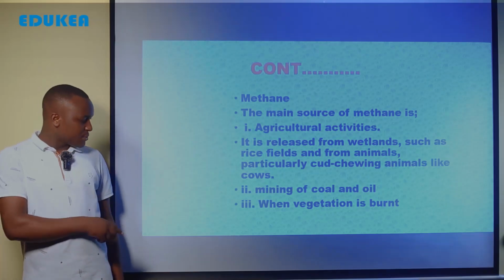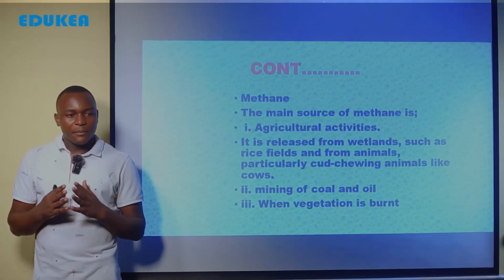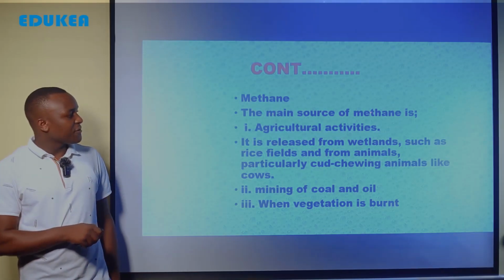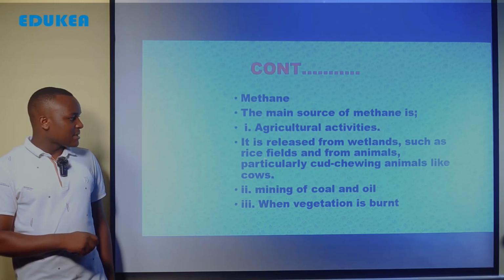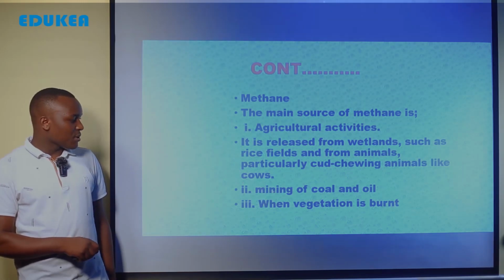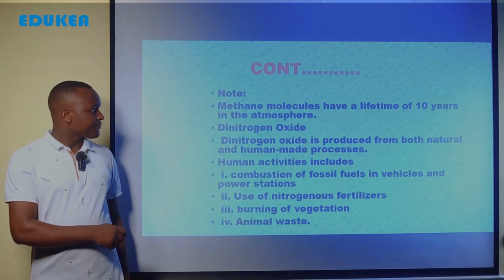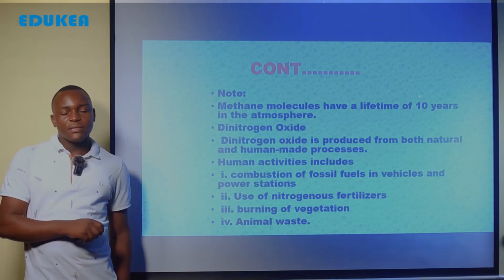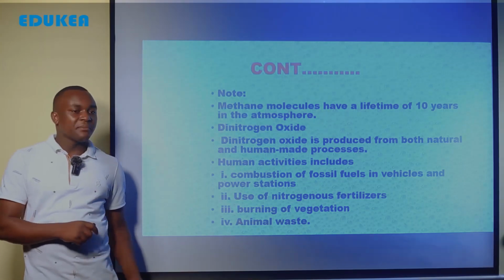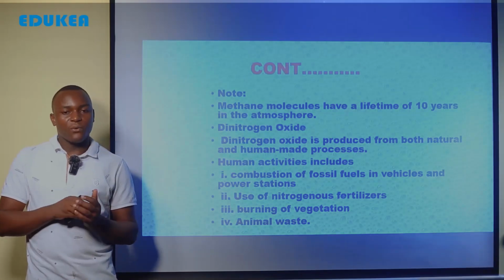Now, let's look at another greenhouse gas, which is methane. We say the main source of methane is agricultural activity. It is released from wetlands such as rice fields and from animals, particularly cud-chewing animals like cows. Also, mining of coal and oil produces methane. When vegetation is burned, it also produces methane. Something to note, a methane molecule has a lifetime of 10 years in the atmosphere. Kwamba molecules za methane zina uwezo wa kuishi katika atmosphere zaidi ya miaka 10. Angalia hiyo effect kwamba kiwango tu kidogo cha methane kina uwezo wa kuishi kwa muda mrefu ndani ya atmosphere.